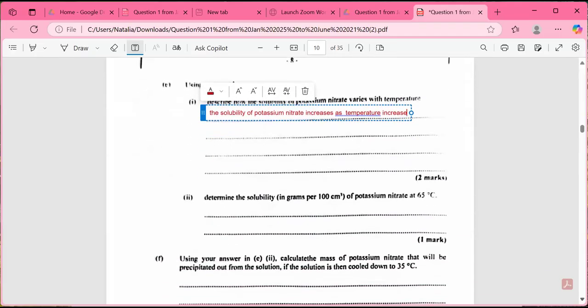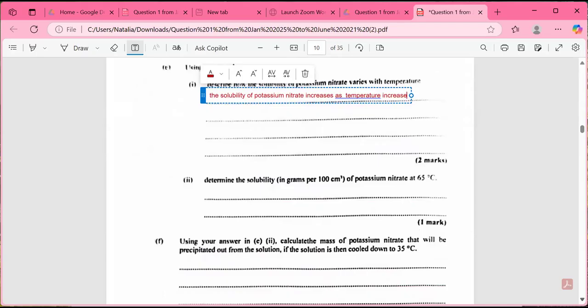This is a quickie. Determine the solubility in grams per 100 dm cubed of potassium nitrate at 65. So we're going to find 65 on the graph, draw a broken line and read it off.